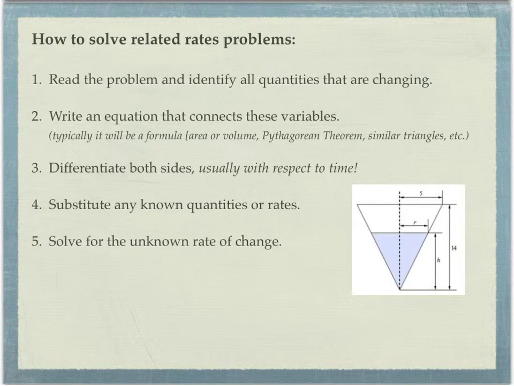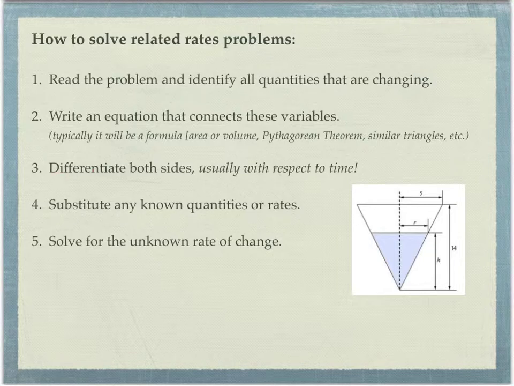Here's how to solve related rates problems. This is just sort of a summary of what types of things you might do. First of all, of course, read the problem, identify all quantities that are changing. So you'll be looking for the two things that are changing. And number 2, write an equation that connects these variables. A lot of times there will be some familiar formula like area or volume, Pythagorean theorem, similar triangles. The actual equation is the toughest thing you have to write here.